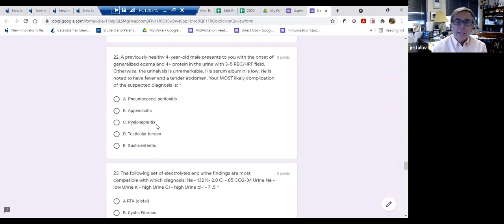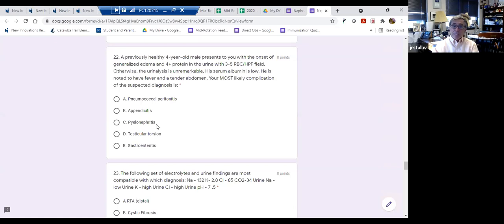Previously healthy, comes in, generalized edema, 4+ protein. Okay, maybe hematuria, really, maybe not. Otherwise, everything's fine. Albumin is low. Once again, you know what he's got. He's classic age. He's nephrotic syndrome. This is where you have to look at the suspected diagnosis with this if he has fever and a tender abdomen. And this is your classic occult pneumococcal peritonitis.